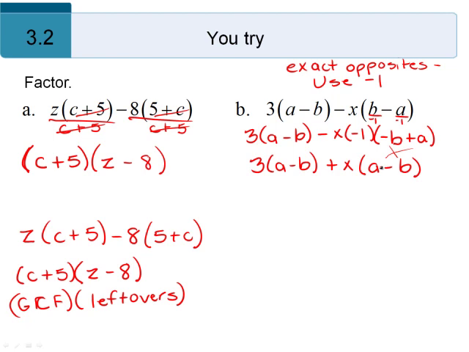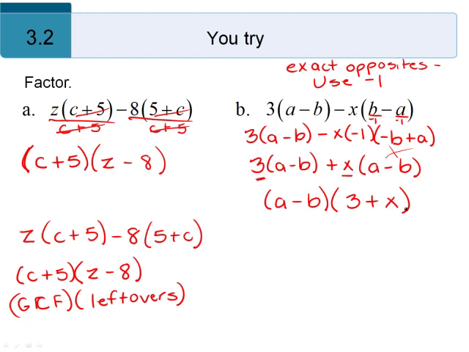So now we've got what we want because the parentheses are exactly the same. So that is our common factor that comes out front, a minus b, and you put the leftovers in the other parentheses, 3 plus the x, and that goes in the second set of parentheses. So when you're done with the grouping problem, your answer should look like a FOIL problem. Okay, that's the whole idea there.